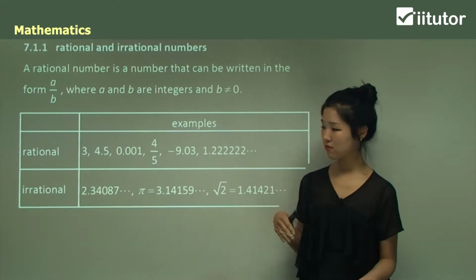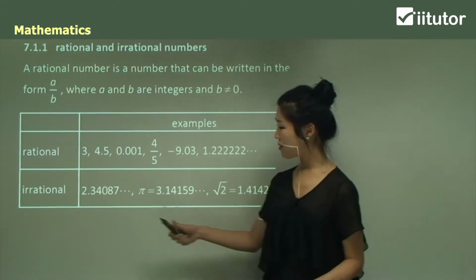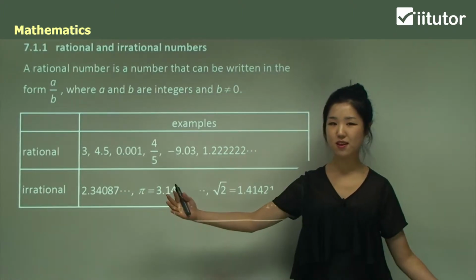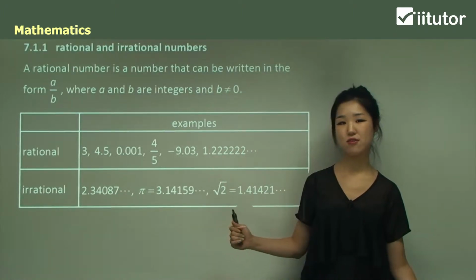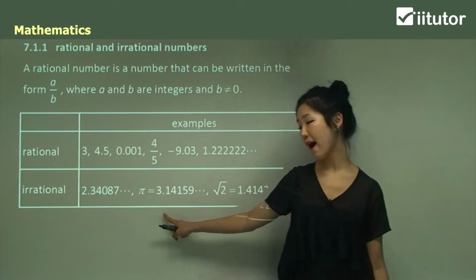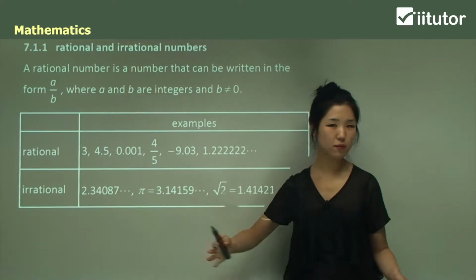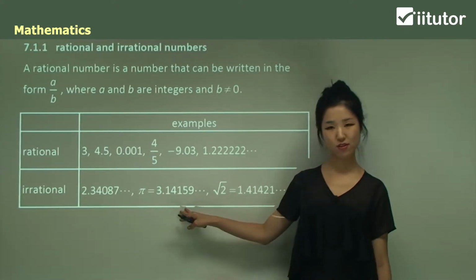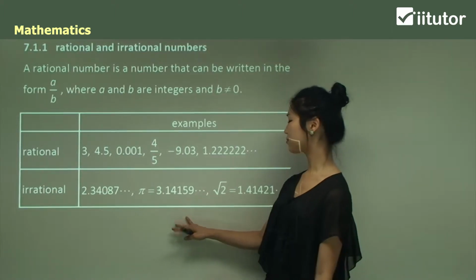But have a look at these irrational numbers. These numbers such as 2.34087, and so on, are infinite, they go on forever. We cannot convert these into fractions. Pi, you know that pi is 3.14 and so on, it goes on infinitely. This is unchangeable. You can't change this to a fraction, so this one is irrational.